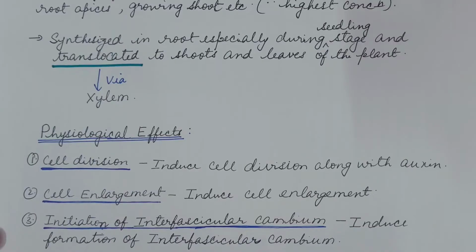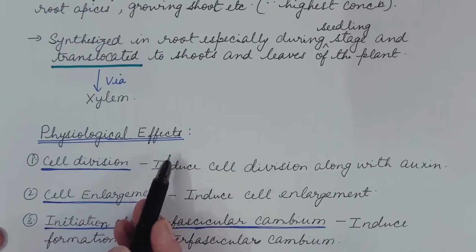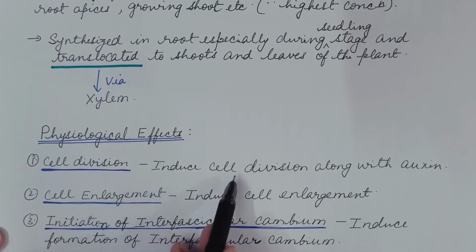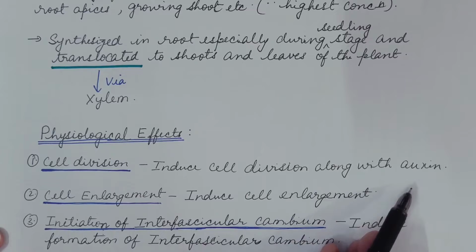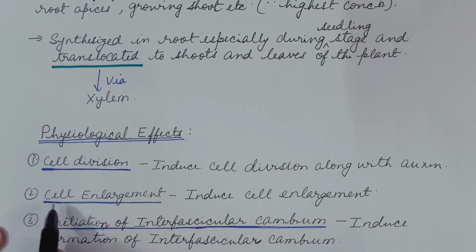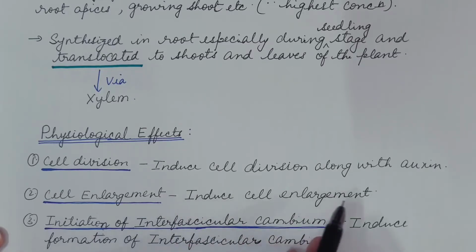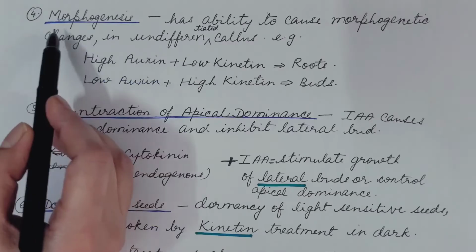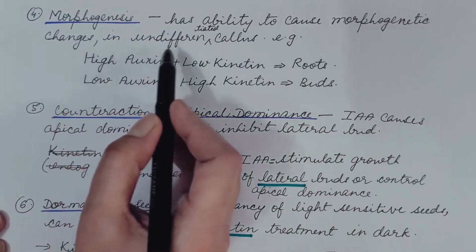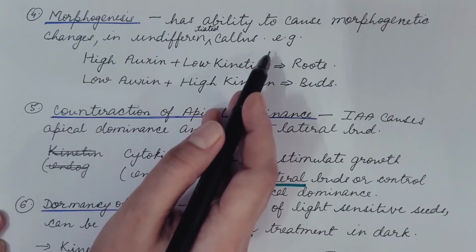Now, the physiological effects of cytokinin and kinetin. First is cell division. It induces cell division along with auxin. It is the most important physiological effect. Cell enlargement: induces cell enlargement. Initiation of interfascicular cambium: induces formation of interfascicular cambium. Morphogenesis: has ability to cause morphogenetic changes in undifferentiated callus.